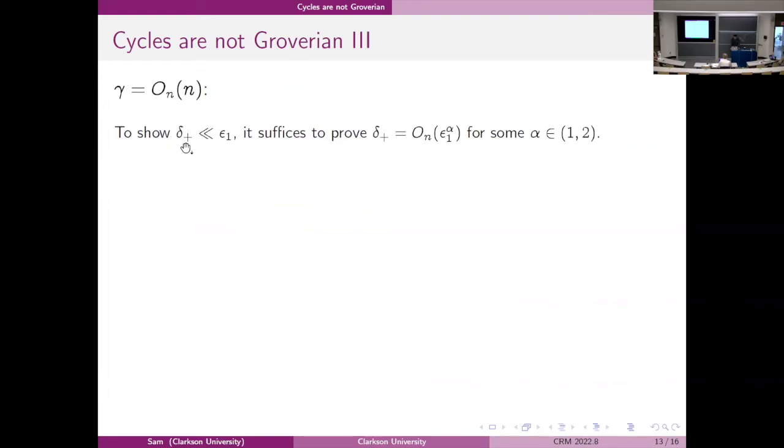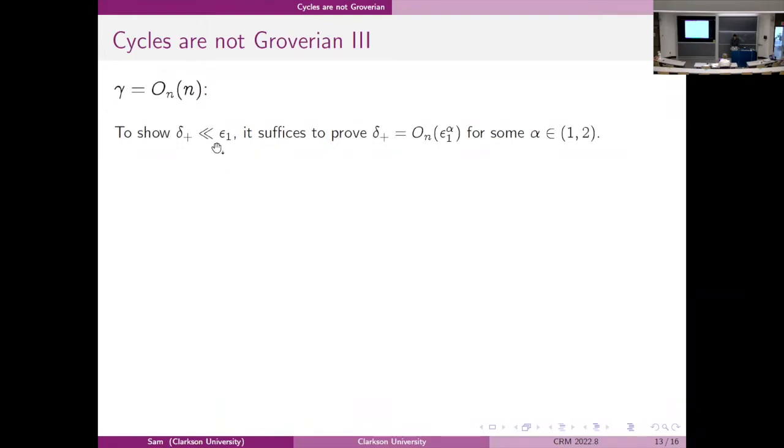In this case, we don't have any theorems, so we have to prove it by repeating the previous arguments. So we need to show that delta plus is much less than epsilon 1. This is our proof technique. We are actually using the general necessary condition to prove this is not working. In a general condition, delta plus should asymptotically be the same as epsilon 1, and we're proving that if it's smaller, then we can kill it.